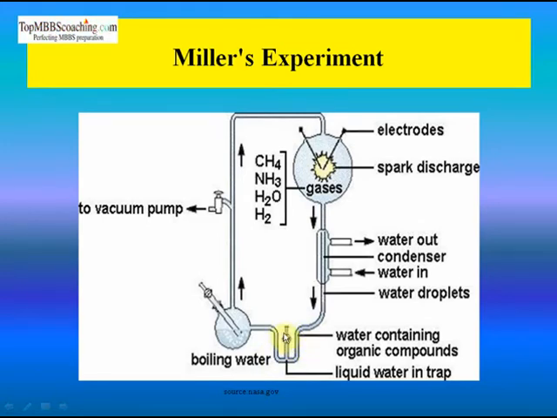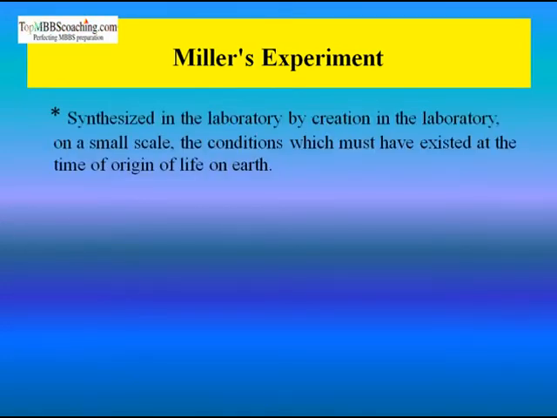which one can check. So Miller's experiment showed that organic compounds such as amino acids, which are essential to cellular life, could be made easily under the conditions that scientists believe to be present on the early Earth. So, some points came from Miller's experiments. First one is that amino acids and likewise molecules are synthesized in the laboratory, by creation on a small scale, of the conditions which must have existed at the time of origin of life on Earth.